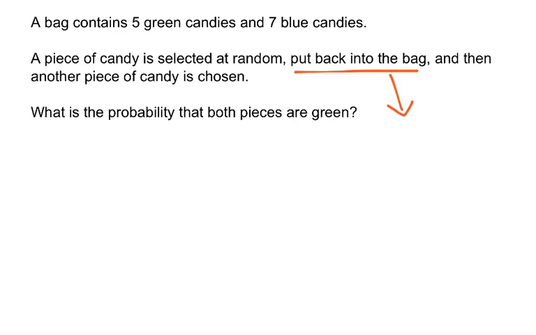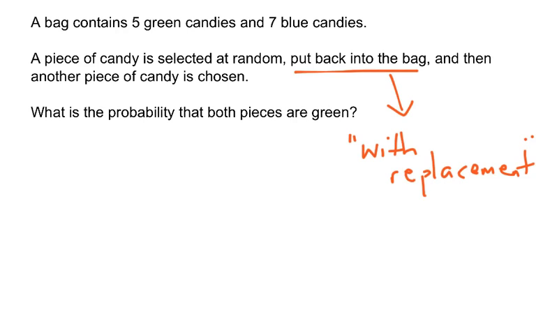This leads us to a really important term for us, that is, with replacement. If you see the term with replacement in a problem, that means we put the candy back in before we made the second choice, and that makes a big difference when we're looking for probability. Let's go ahead and try to solve this one.